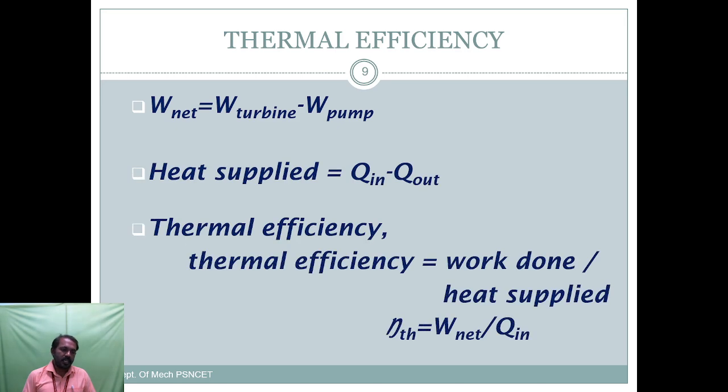Here the net work is the turbine work minus the pump work. The heat supplied is heat in minus heat out, that is, heat adding and heat rejection. The thermal efficiency formula is work done divided by heat supplied. The work done is already found, and Q in means heat added. This is the thermal efficiency calculation formula.